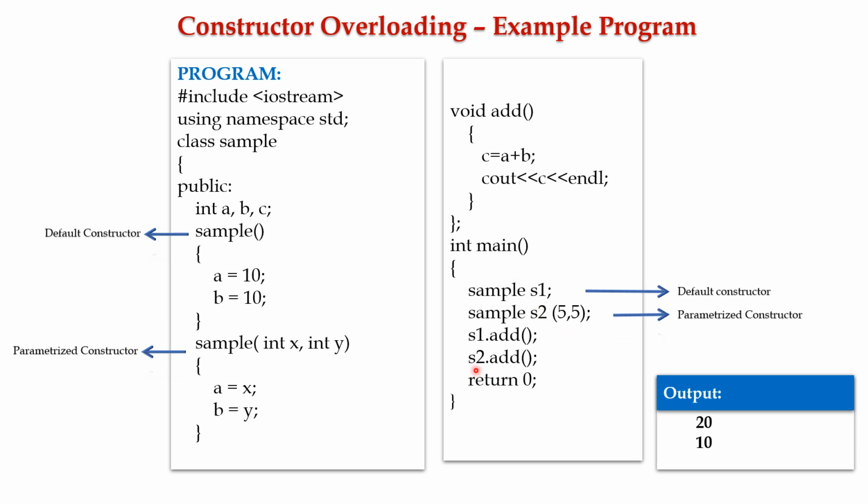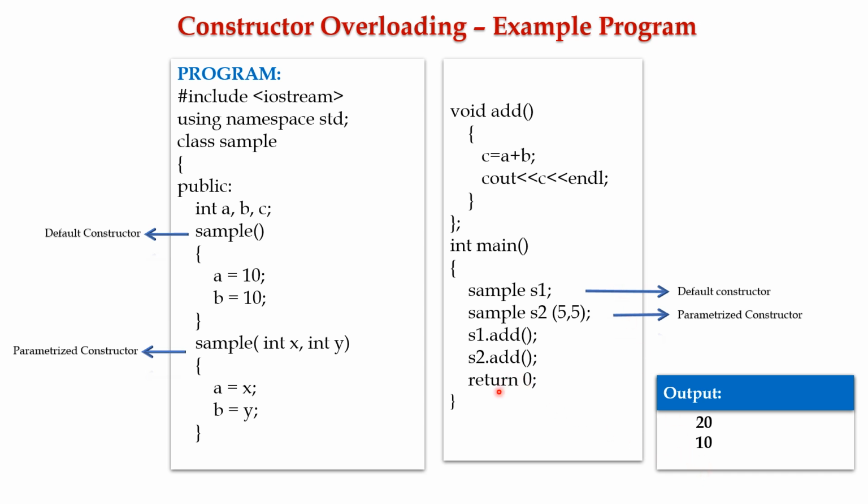Here we have S2 dot add of. Using the object S2, we are accessing the function add. Now control moves to the add function. The add function accesses the values of the variables A and B from the parameterized constructor. Since the parameterized constructor holds the values of A and B as 5 and 5, 5 plus 5 is added and 10 is stored in the variable C. Using the cout statement, the value 10 is displayed to the user as shown in the output.